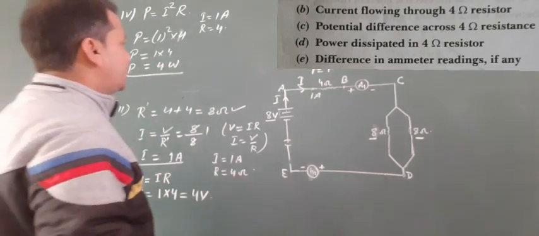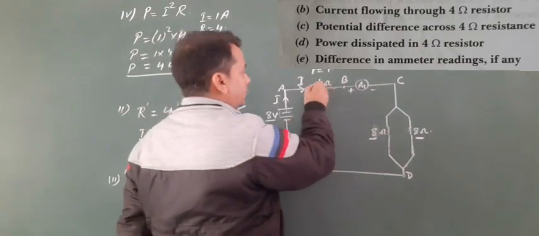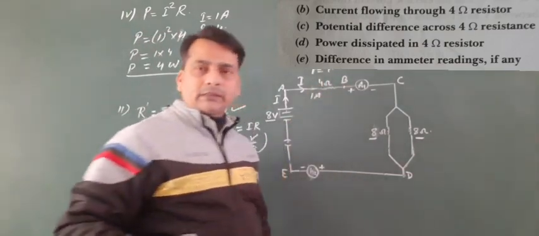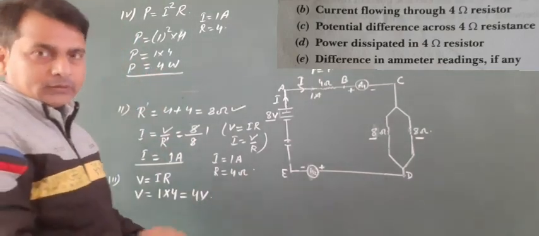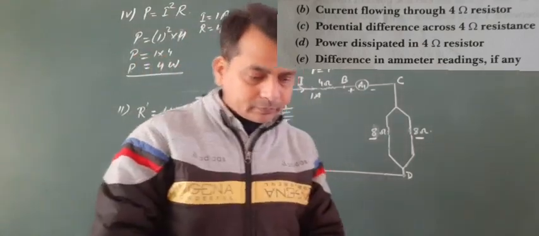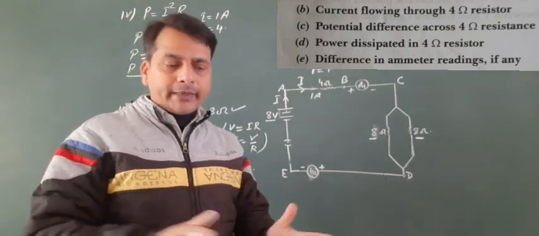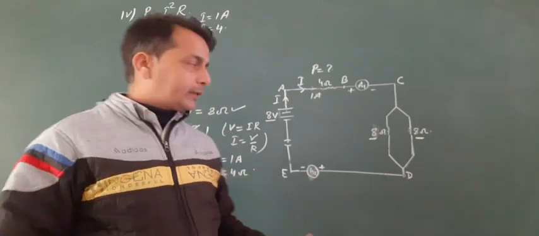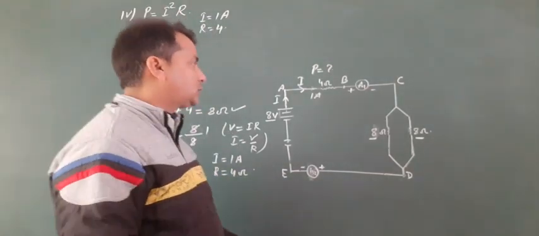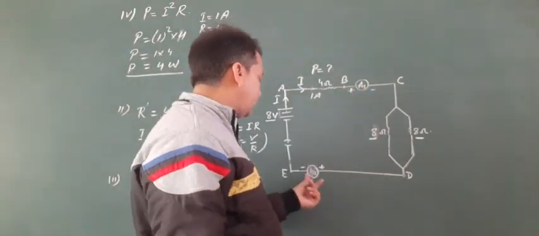So the power dissipated across the 4 ohm resistor is 4 watt. Now the next question is the difference in ammeter reading, if any. So in this circuit, there are 2 ammeters used, A1 and A2.